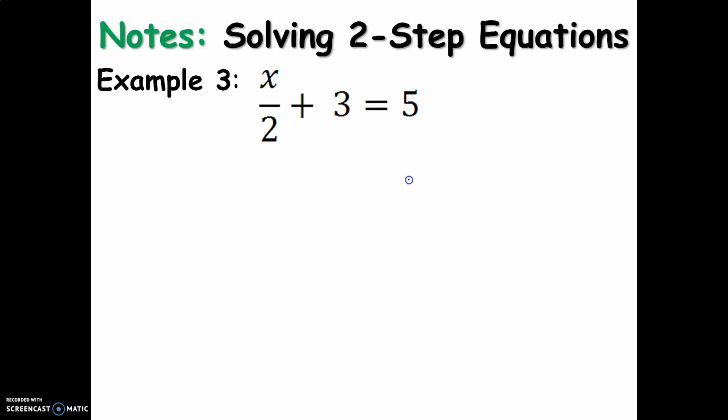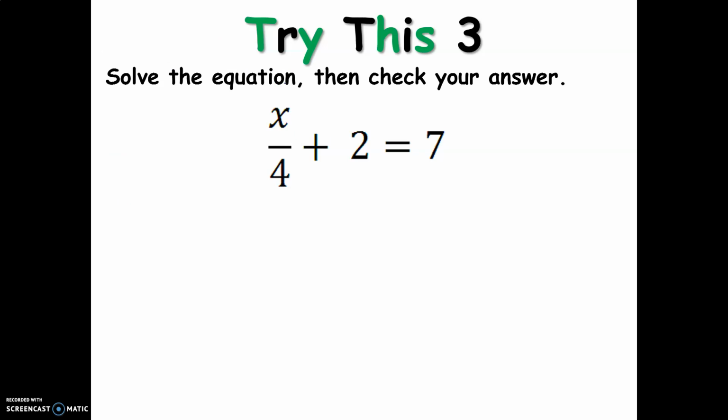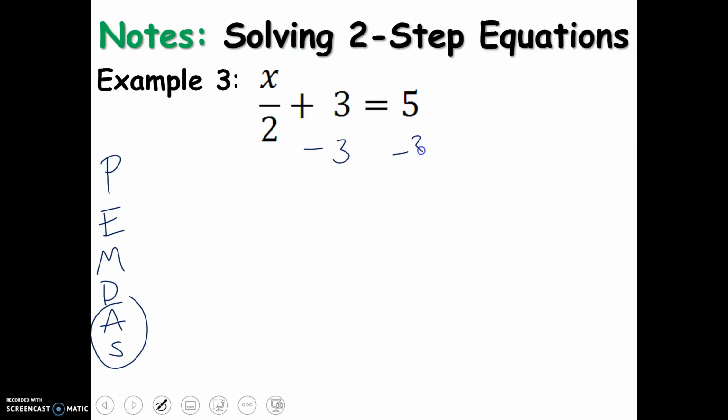All right, example 3. x divided by 2 plus 3 is equal to 5. Once again, we're going to follow our reverse order of operations. So start by asking yourself, is there any addition or subtraction on the same side of the equation as our variable x? And there is. We see a plus 3. The opposite of adding 3 is to subtract 3 from both sides. So we will subtract 3 from both sides of the equation. We're left with, on the left-hand side, x divided by 2, and on the right-hand side, 5 minus 3 is 2.